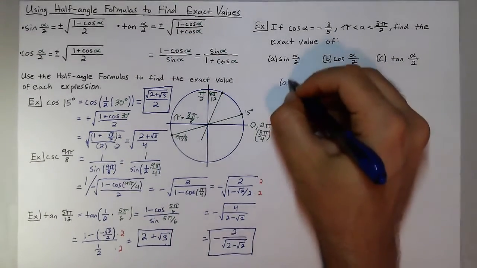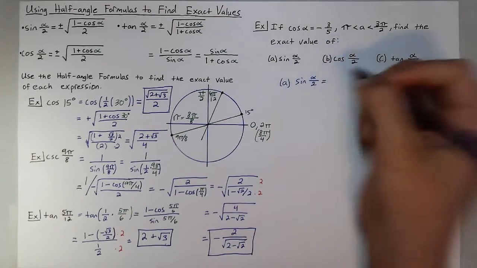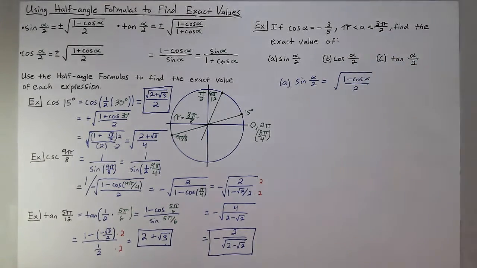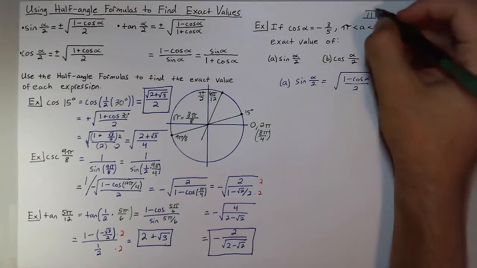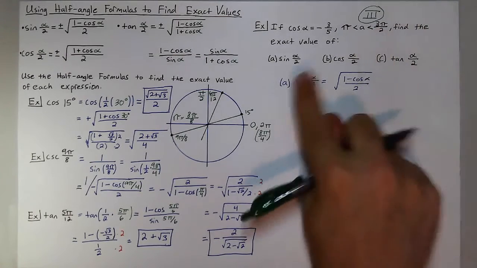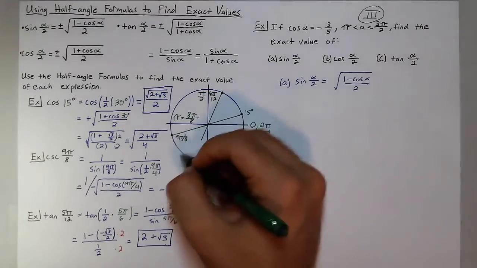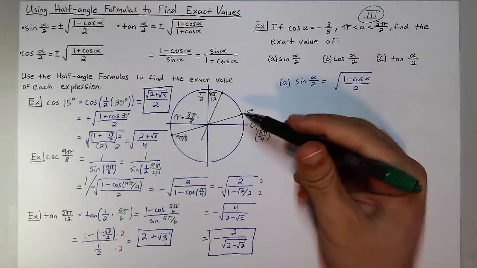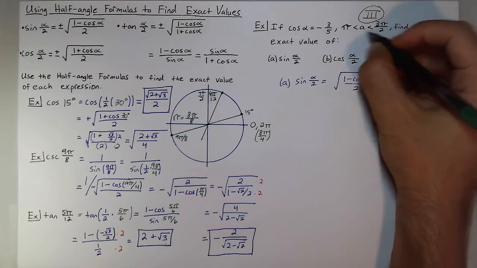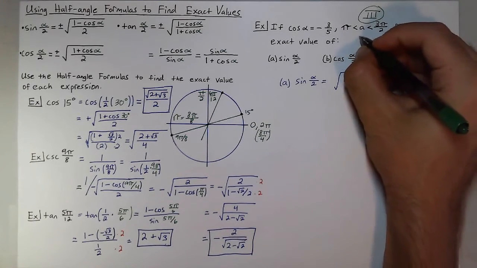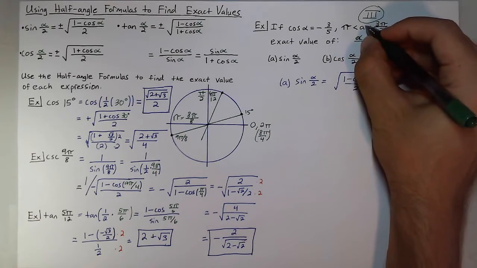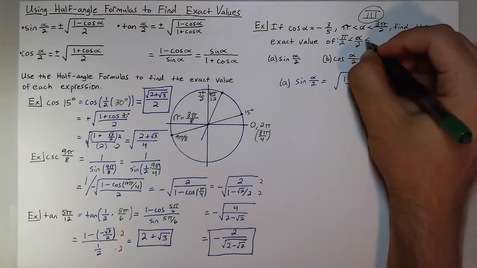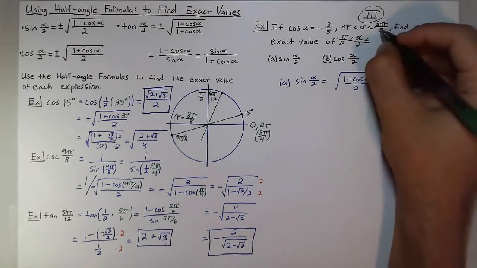So for part A, sine of alpha over 2 is equal to the square root of 1 minus cosine of alpha over 2. Now, I know I'm in the third quadrant, according to this statement right here, but if I were to take half of that, what quadrant would I end up in? So if I look at the same formula, but I just divide everything by 2, meaning I get alpha over 2, then this will be pi over 2 on the left here. And on the right would be 3 pi over 4.